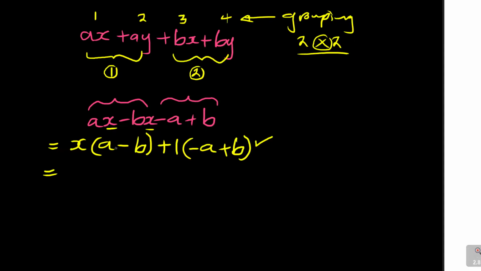You look at the signs. Look, a is positive, a is negative. B is negative, b is positive. You interchange. So you've got your a, your x, a minus b. Now don't forget the interchanging.